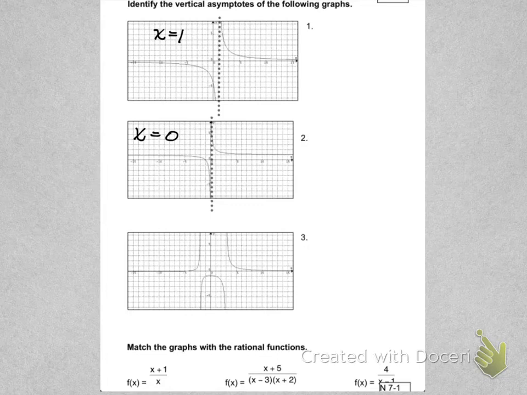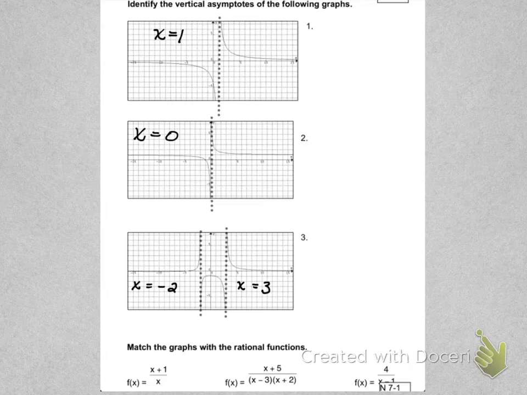And then we're going to look at this next graph, right here, and straight down this way, and straight down this way. So this one has two vertical asymptotes. One of them is at x equals -2, and the other one is at x equals +3. So we've identified the vertical asymptotes on all these graphs.